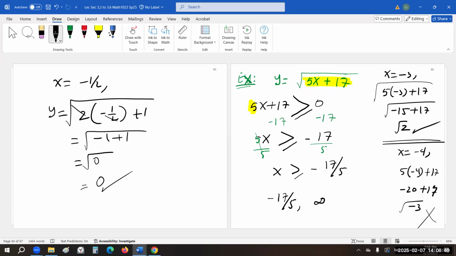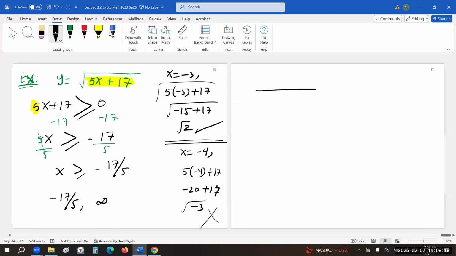We are saying this result is still bigger than or equal to 0, right? That tells us that 5x is bigger than or equal to negative 17. That tells us that x has to be bigger than negative 17 over 5, or it can be equal to negative 17 over 5. So what is the smallest number we have? Look at the number line. We have negative 17 over 5 here, and negative 4 here, negative 3 here, right? Because we know definitely it's between these two, because we already tested negative 3 and negative 4.